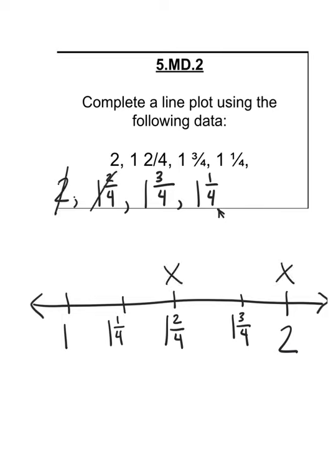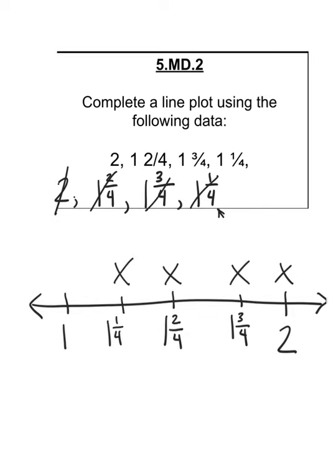For some reason, when you guys are passing in your work, I'm still seeing people pass in work with fractions labeled but no X's. The X is what actually represents your data. So let's say that this data represented the number of hours kids worked on their math homework last night. So this kid here worked on his math homework for 1 hour and 1/4 of an hour, so 1 1/4 of an hour. And this kid worked for 1.5 hours. And this kid worked for 1 3/4 of an hour.